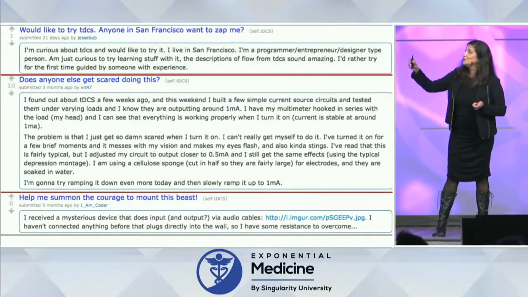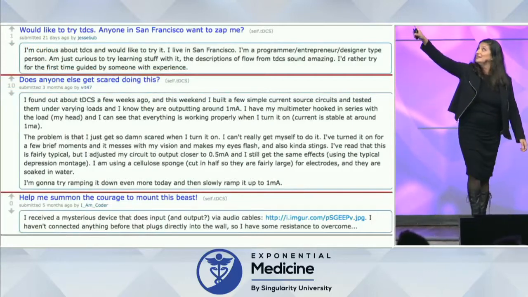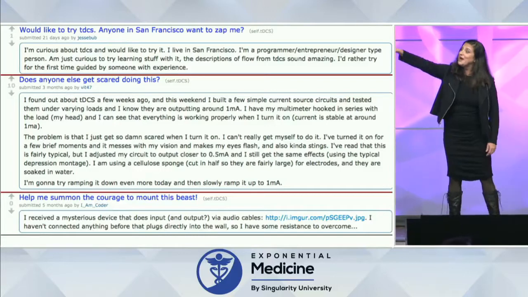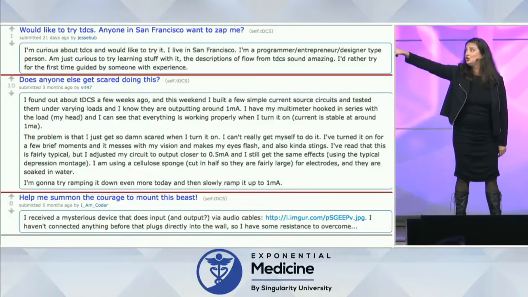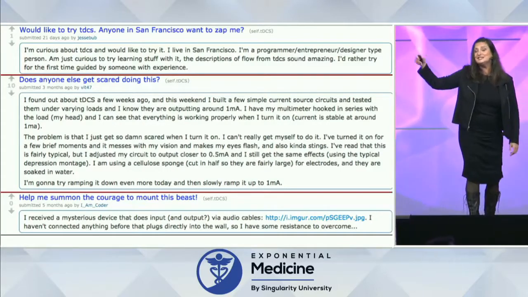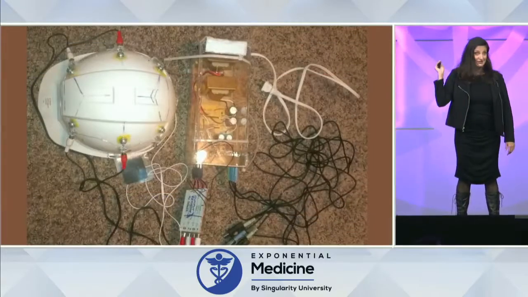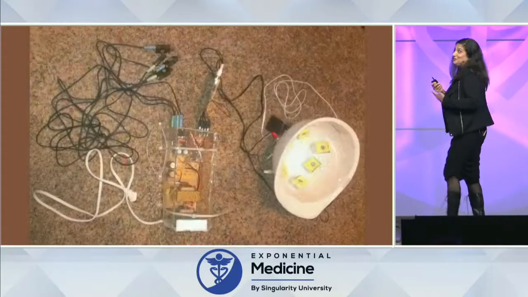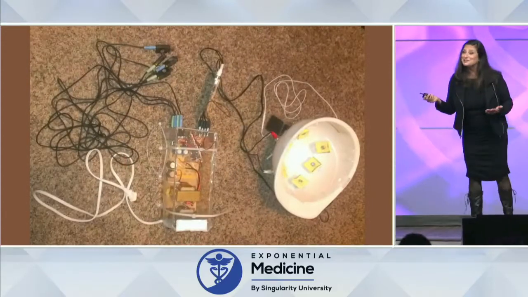And I love this one. Read this. I'd like to try TDCS. Anyone in San Francisco want to zap me? Look at the one at the bottom. Help me summon the courage to mount this beast. This was sent to somebody in the mail, this device, and they're trying to figure out if it's okay for them to put it on and zap their brains, all right?